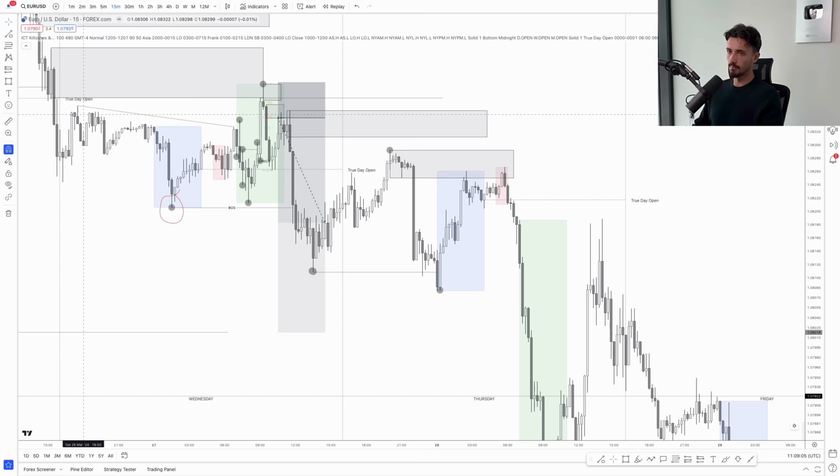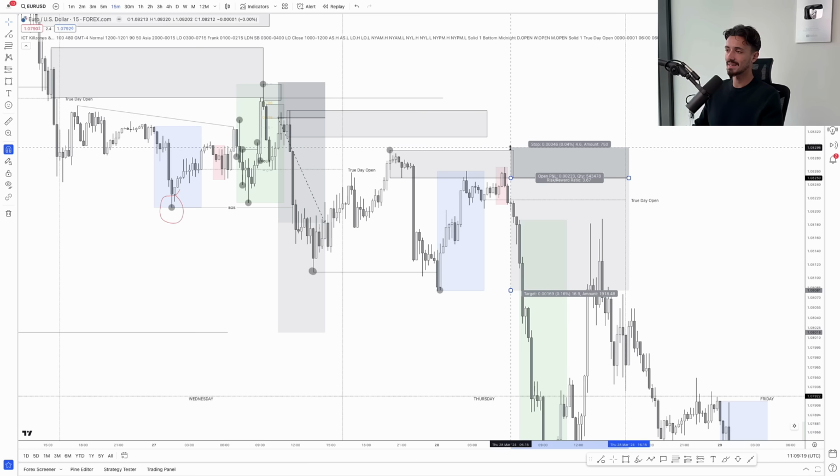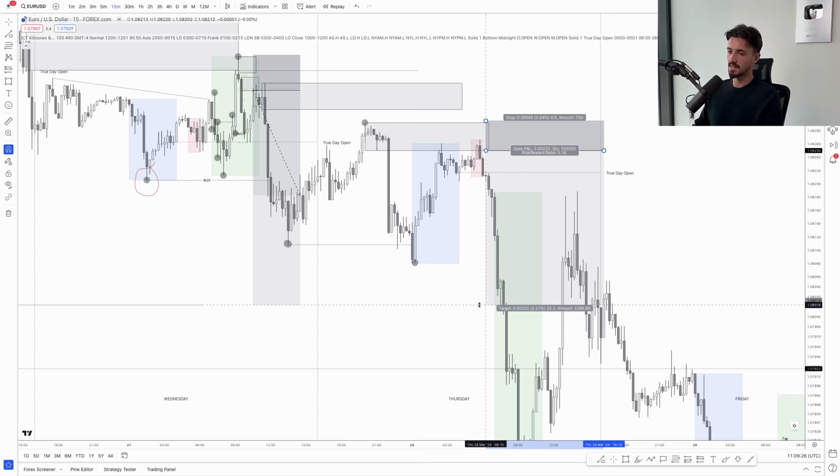This isn't a setup I would take because it's not my actual system. It's not the actual rules that I would trade, but it is a completely valid and logical setup. Take the exact same thing. Could look at targeting the first low if you wanted to, and you just look at taking the trade into the swing lows down here.